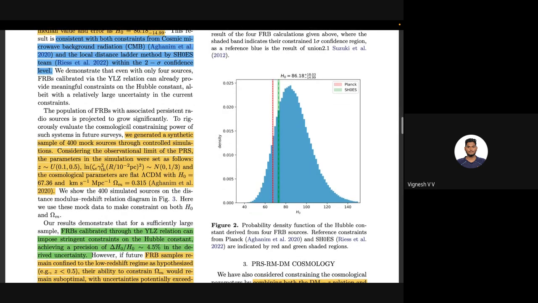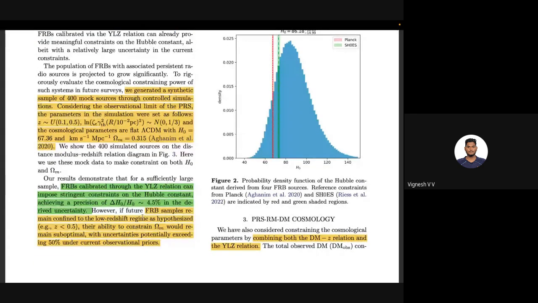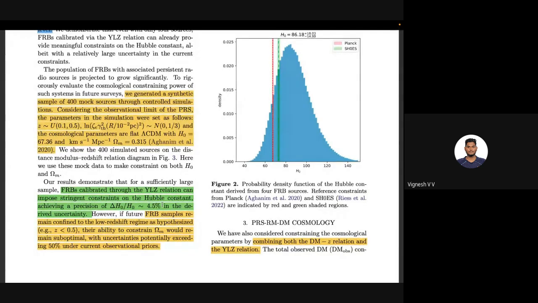confidence. So in order to improve the significance, they try to simulate 400 mock FRB sources with the given parameters here, and they calculate the relative uncertainty in H naught. You can see that they achieved a precision up to 4.5 percent when they simply improve the number of samples from 4 to 400.